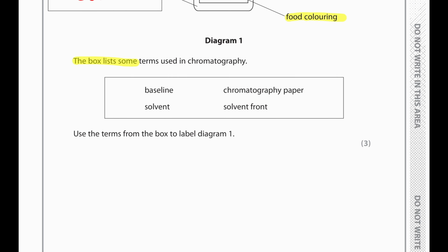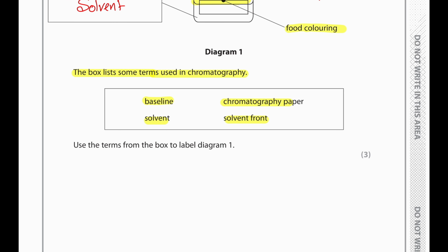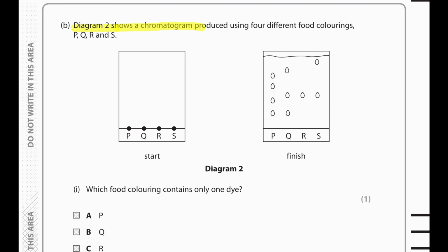The box lists some terms used in chromatography. We can see the baseline, chromatography paper, solvent, and solvent front. They wanted us to do this labeling with this box. So we have already done it. Let's just move to the next question. The diagram shows a chromatogram produced using 4 different food colorings, P, Q, R, S. We can see that P and Q have a common color. We can see QRS has a common pigment.